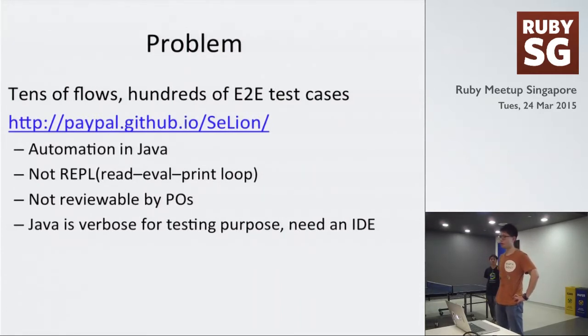tens of flows, and we need to write hundreds of end-to-end test cases to cover these flows to make sure nothing is broken. There is a Java automation framework called CLI, and although we are Java developers, we don't really like that framework, because if we write the test cases in Java, and Java is a compiled language, you have to make a change, compile it, and run it.